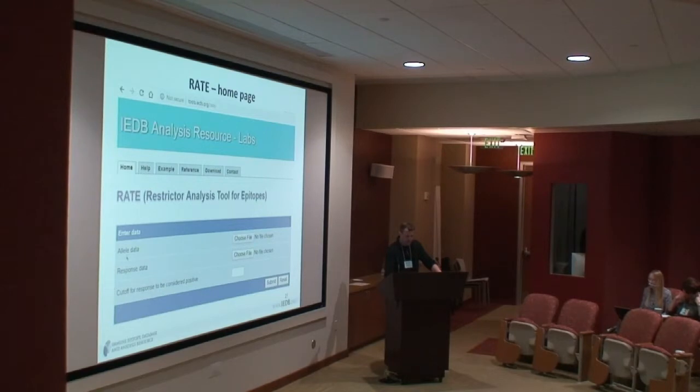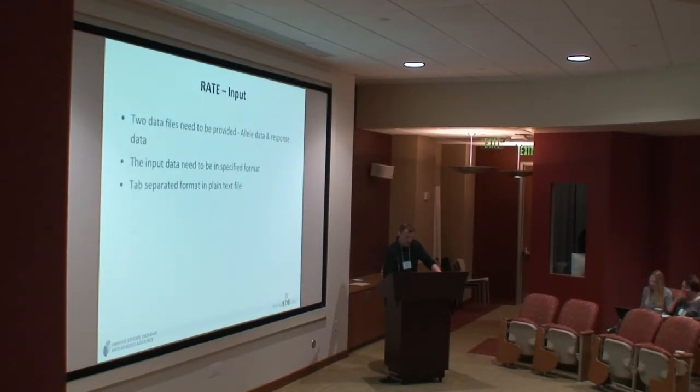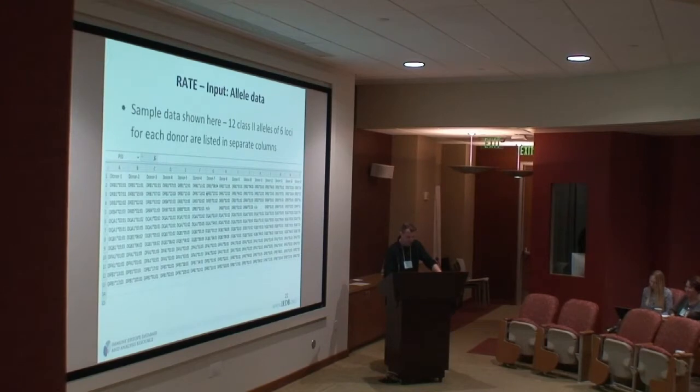So this is the homepage of this tool, and it requests that you enter allele data for the donors, essentially HLA typing data, then response data, like which peptides respond to what, and I'll show those in a second. These are just tab-separated files in plain text format, and you can save an Excel file into that format, which normally is what people start off with.